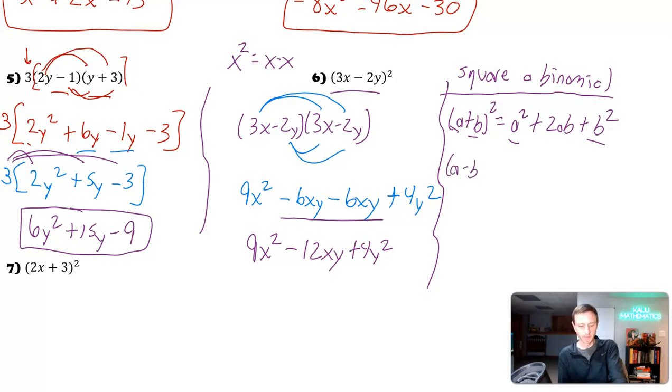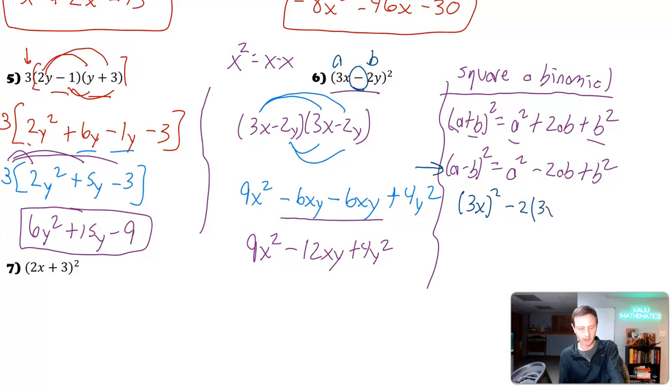What if it was a minus b squared? Well, the formula for that is a squared minus 2ab plus b squared. So you're squaring the first term, you're squaring the last term, putting it at the end, and in the middle it becomes minus 2 times a times b because it's a minus b. So if I use my example here, this is my a term, this is my b term, this is a minus, so I'd be looking at a minus b squared. So it would be 3x squared minus 2 times a, which is 3x, times b, which is 2y, plus 2y squared.